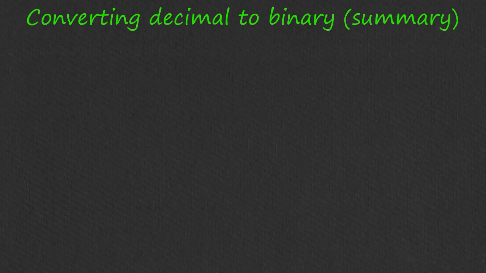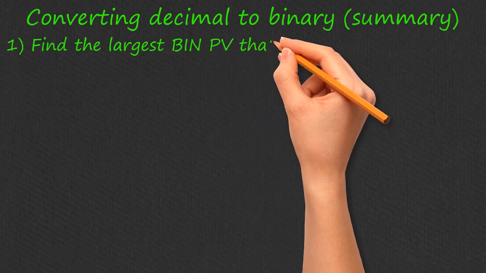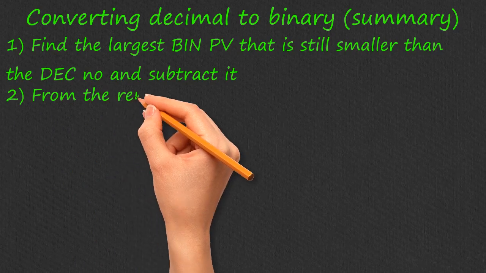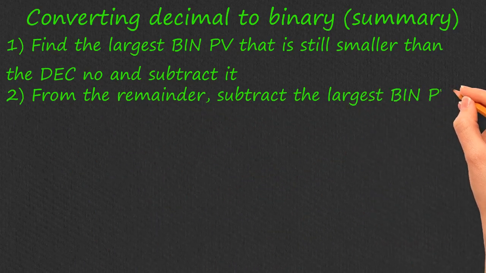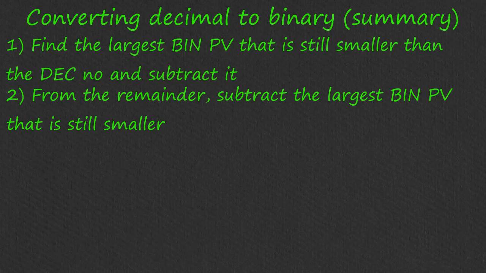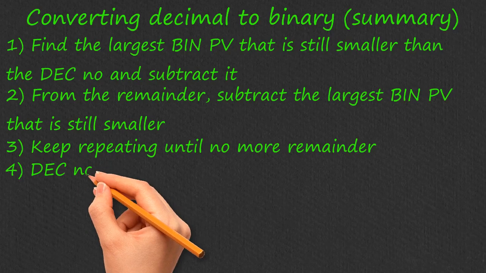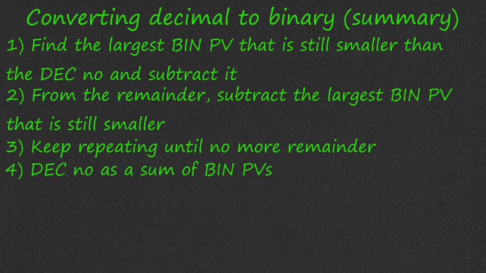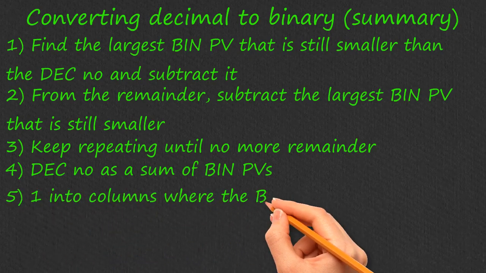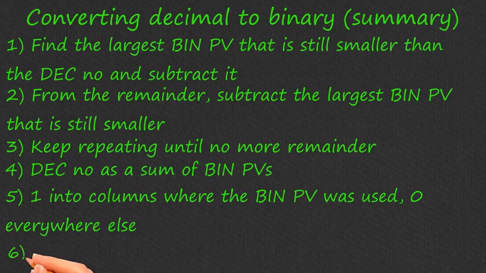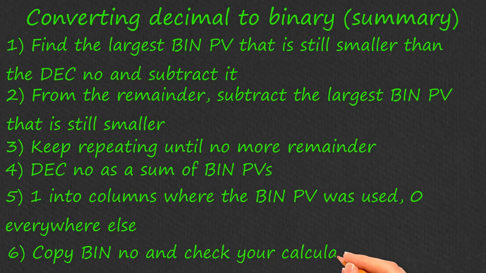Here is one way to write down how the decimal to binary conversion works. Find the largest place value that is still smaller than the decimal number and subtract this from the decimal number. Look at the remainder and find the largest place value that is still smaller than the remainder and subtract this from the remainder. Keep repeating until there is no more remainder. Write down the decimal number as a sum of the binary place values identified in the repeated subtraction. Place a 1 into the binary place value table columns that were used in the sum and place a 0 everywhere else. Now copy down the binary number and check if your calculation is correct.